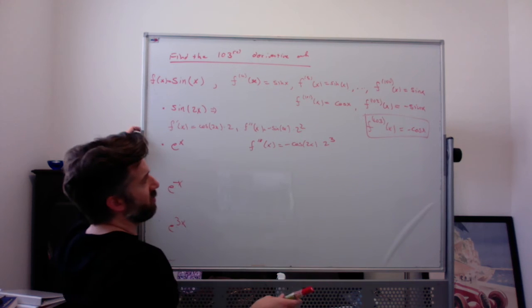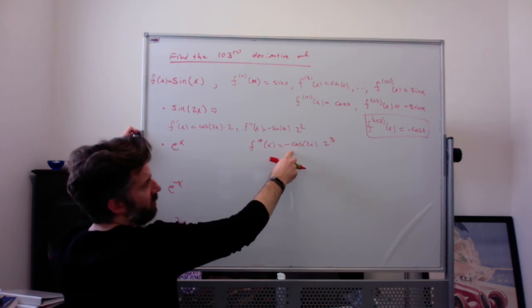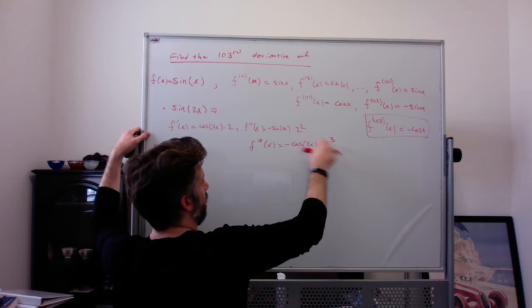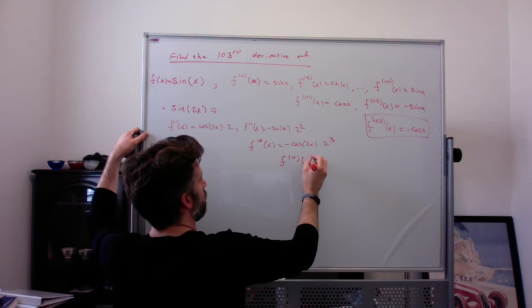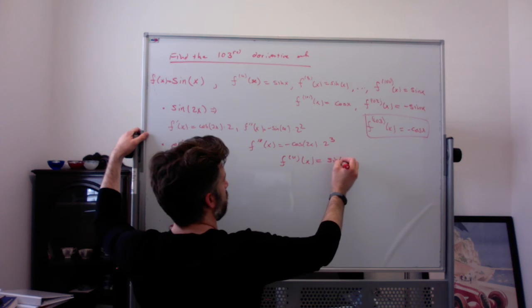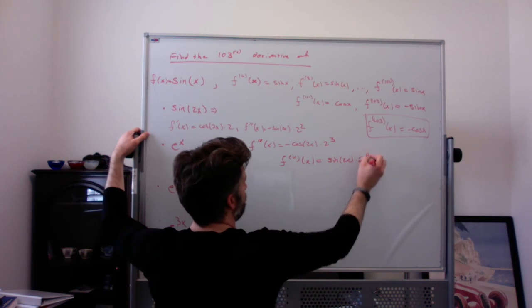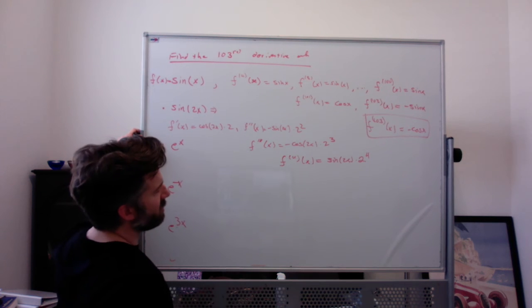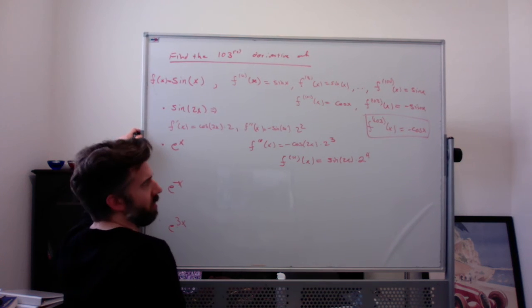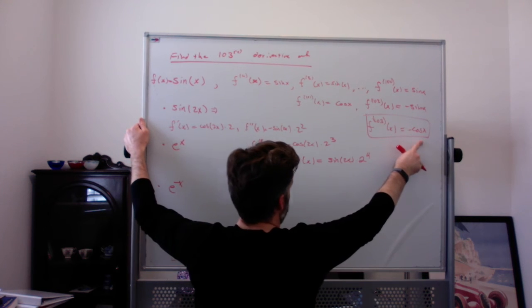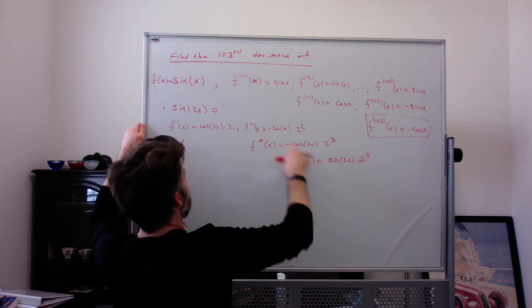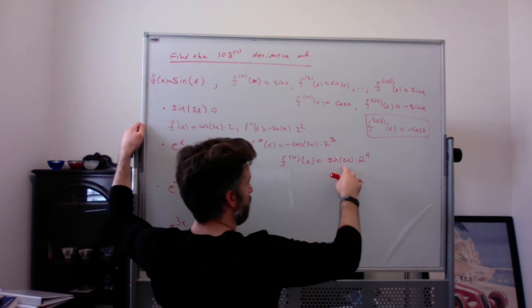And so it looks like every derivative is going to have, in addition to the trig function, 2 to that derivative power. So the fourth derivative would get you back to sine of 2x, but you'd have times 2 to the fourth. I see the pattern, right? I know the 103rd derivative of sine was negative cosine of x. So the 103rd derivative of sine of 2x is going to be negative cosine of 2x.